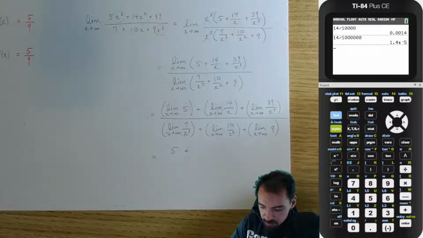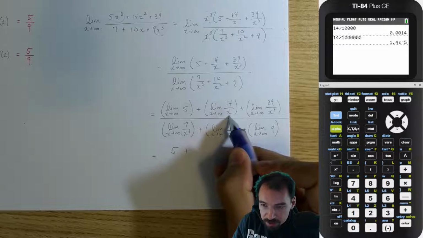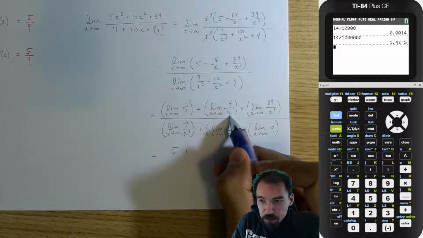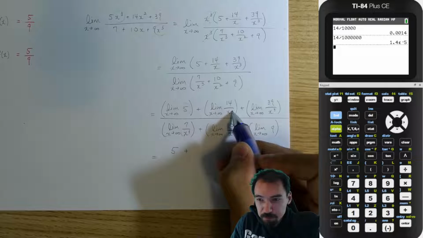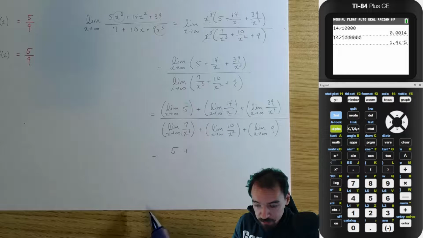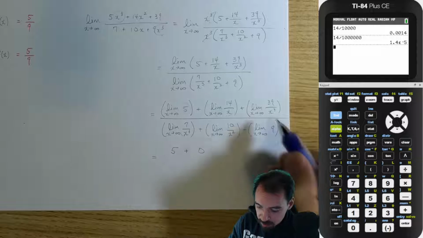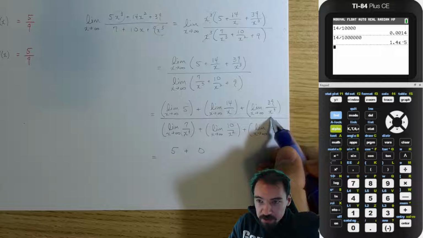And it turns out that anytime you have an x in the denominator where the power of x in the denominator is more than the power of x in the numerator. So in this case, there's no power of x in the numerator, and there's an x to the 1 power in the denominator. That limit is going to be 0 as x approaches infinity. Similarly here, the power of x in the denominator is bigger.